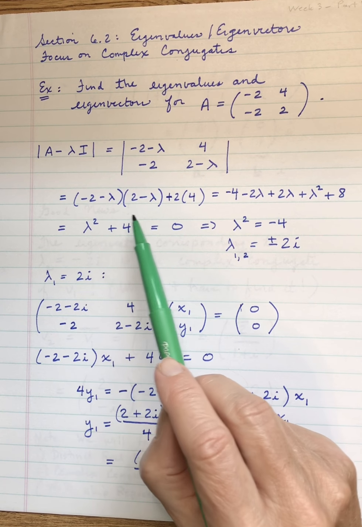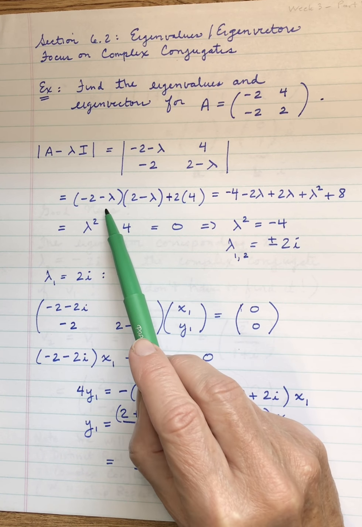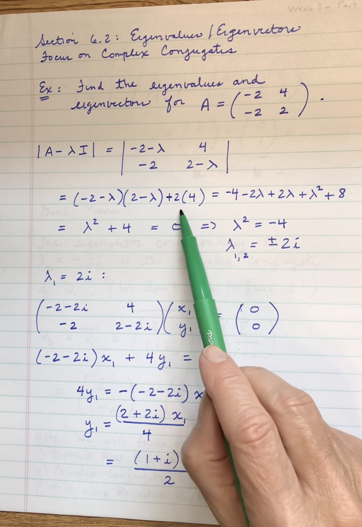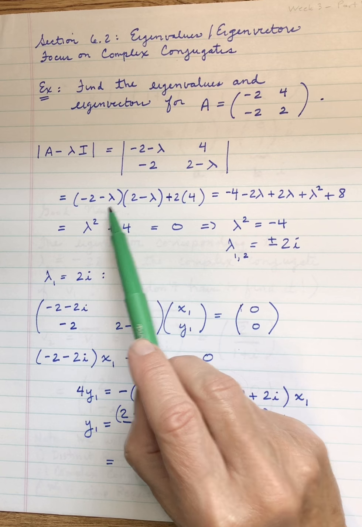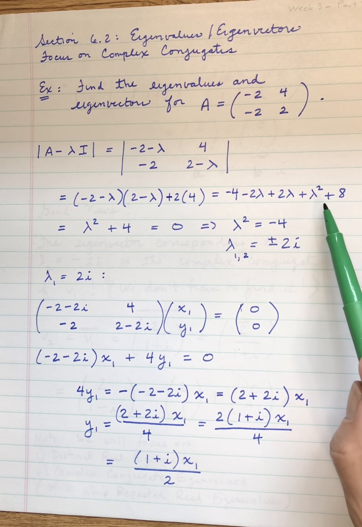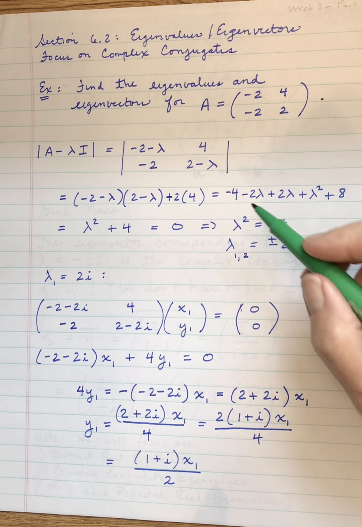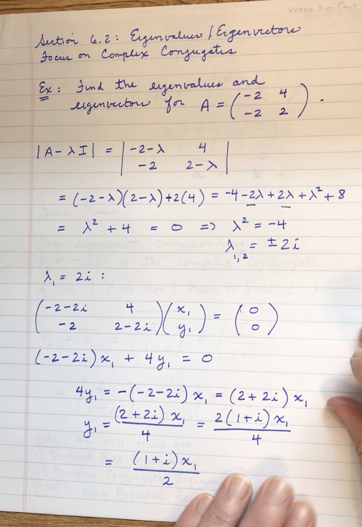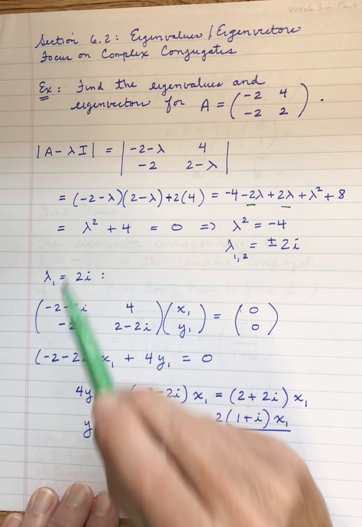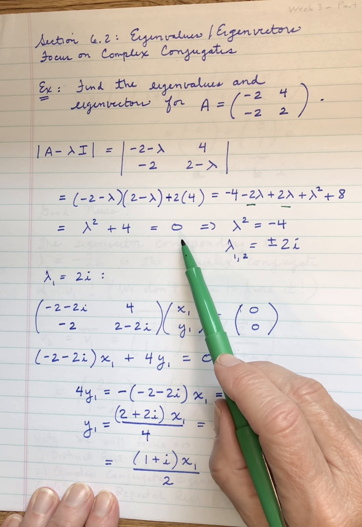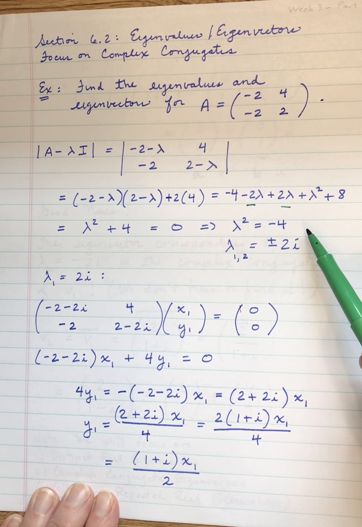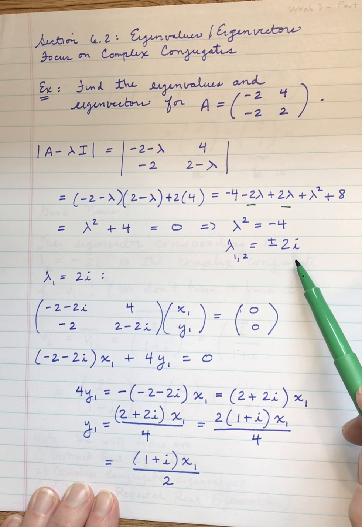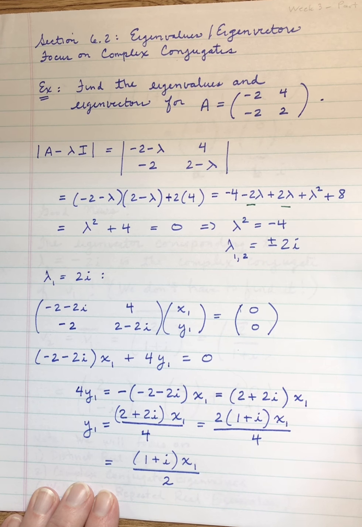Multiplying these together, you get negative 4 minus 2 lambda plus 2 lambda, and then plus 8, and plus lambda squared. So when we look at this, we notice that these terms cancel, and you're just left with lambda squared plus 4. Set that equal to 0, you have lambda squared is negative 4, so you get your complex conjugate eigenvalues of plus or minus 2i.